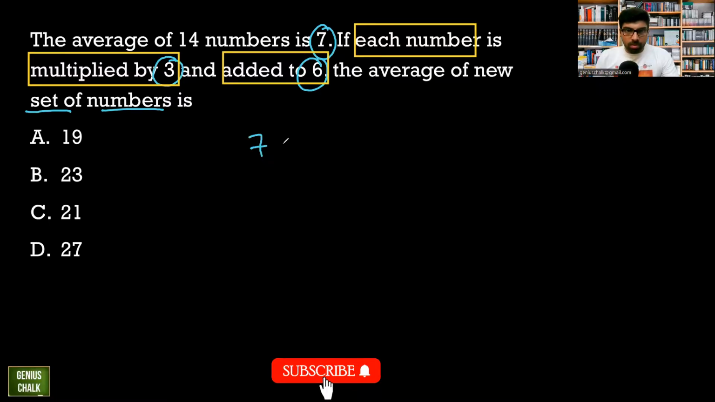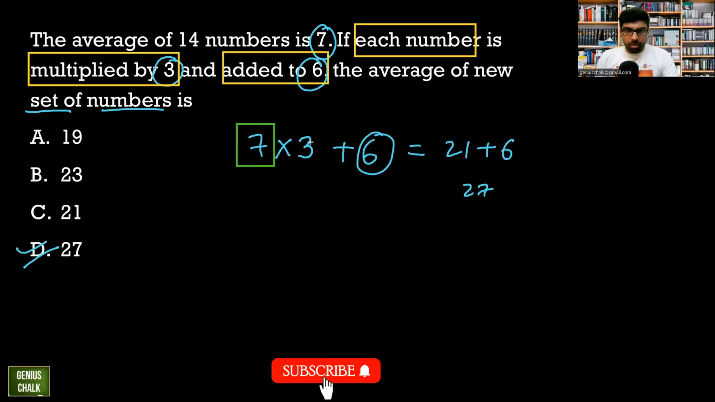Now, each number is multiplied by 3. That means the average is also multiplied by 3 and then added to 6. So, what is my answer? 21 plus 6. That is 27. That is option B. So this is the fastest approach. What is the approach? Whatever change you observe in each observation, just apply the same change in the average. Average multiplied by 3 plus 6, that is 27. You can solve using this as well.